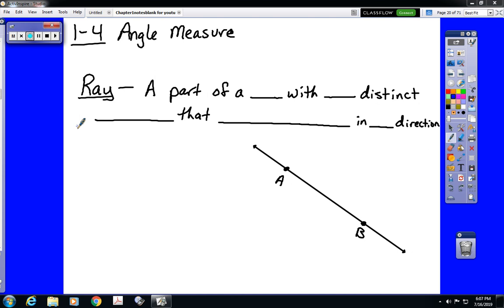This is the first video for section 4 of chapter 1 of your McGraw-Hill geometry textbook. This is the third section we've covered in this course as we skipped section 3 of chapter 1. This section is entitled Angle Measure.